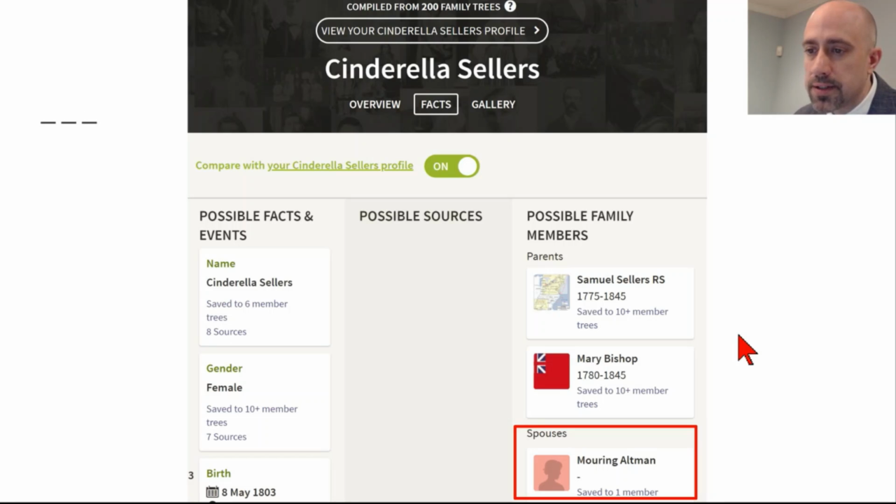Moving deeper into Cinderella's DNA circle, we see that she had several spouses. That is also incorrect. Among her spouses is Mourning Altman. Cinderella was definitely not married to Miss Altman. Miss Altman was one of her in-laws, but not one of her spouses.